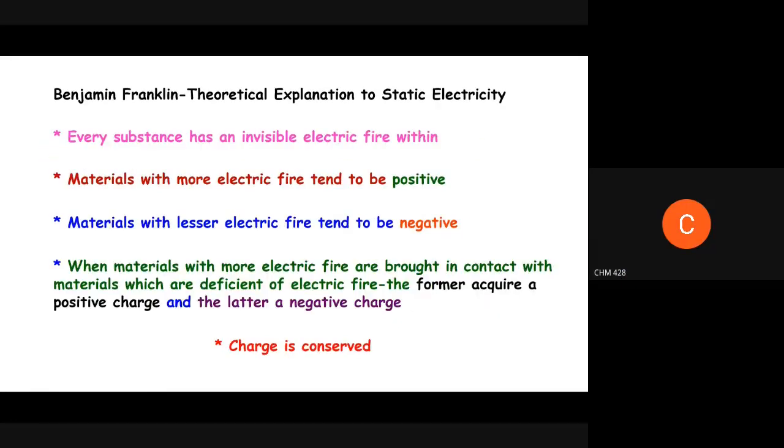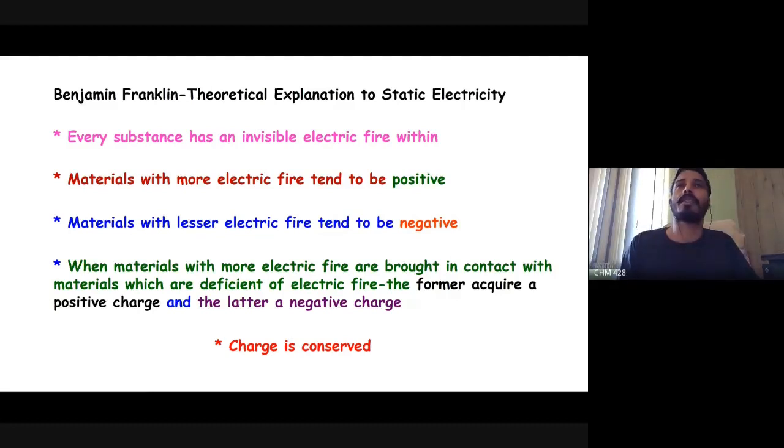And I must tell you that Franklin did not have any idea about the origin of this electric fire, but his idea was elegant and brilliant. We must accept that. I must tell you that electricity pervades our life, much more than Franklin knew, and much more than most of us realize.